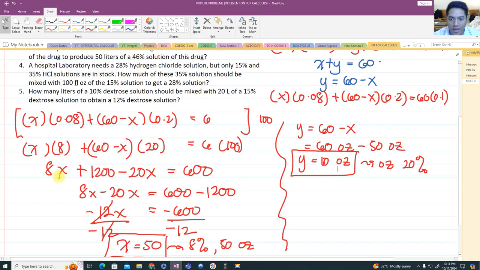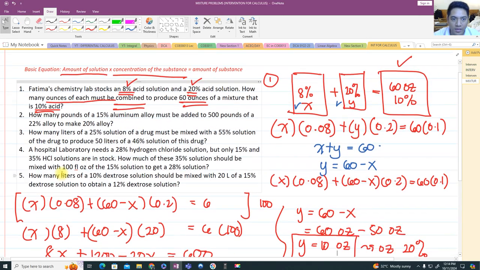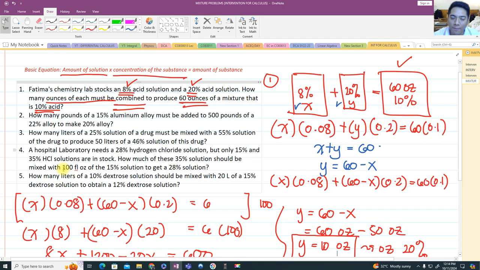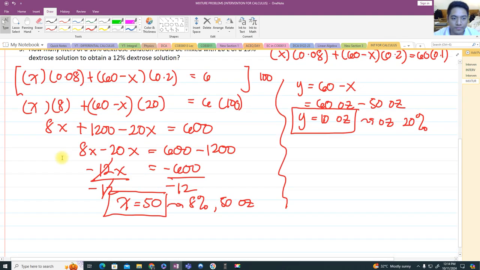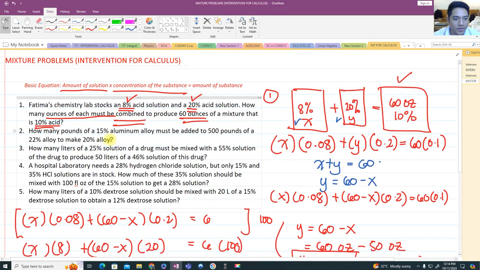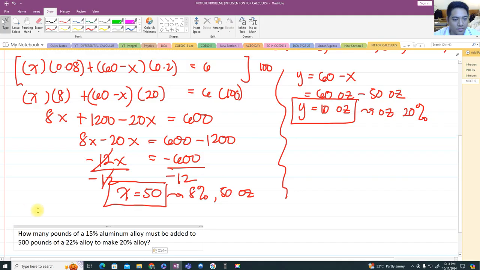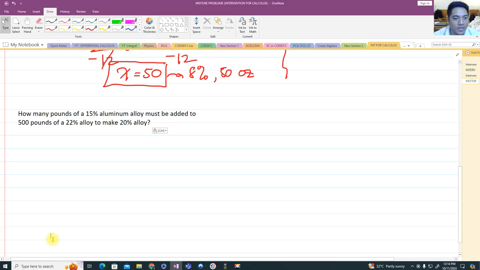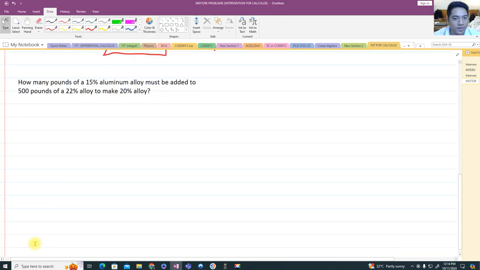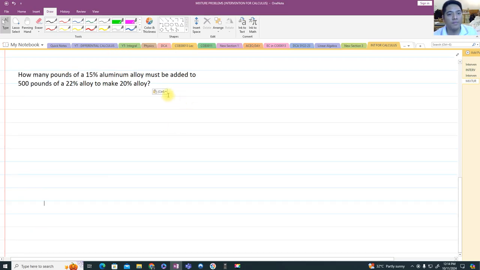So we now get the amount of the 8% and the amount of the 20%. Okay? So for problem number 2, I'm going to copy paste this. How many pounds of a 15% aluminum alloy must be added to 500 pounds of 22% alloy to make 20% alloy?